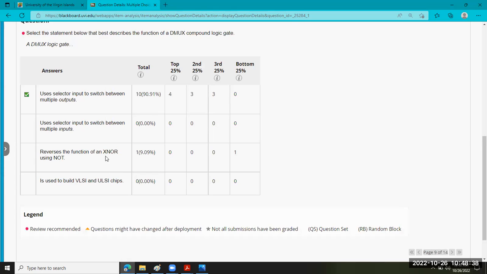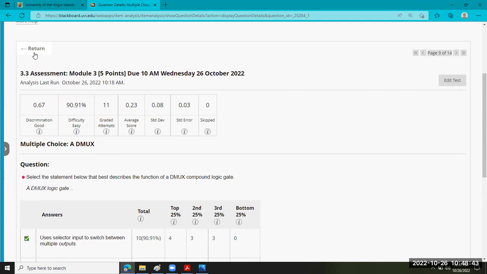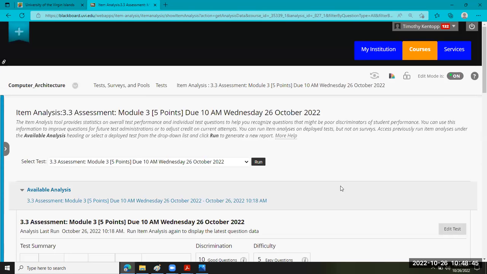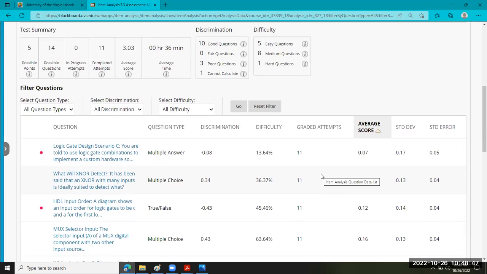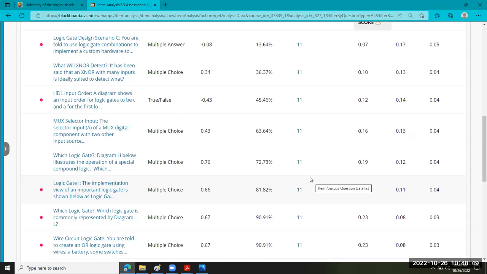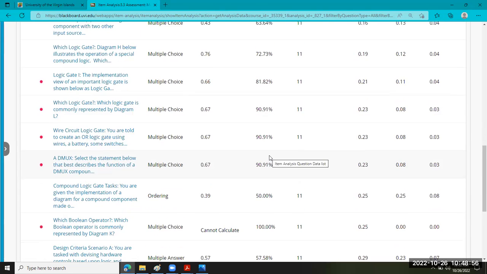The gibberish answer about XNOR using NOT was just bogus. We've never said anything about that kind of business in our resource material. I hope that answers the question about demux. Let's look at the ordering.